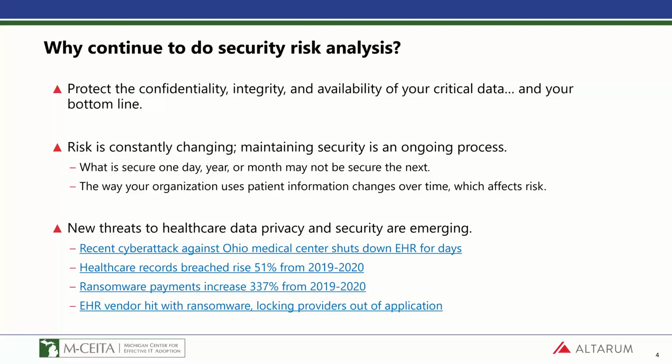And to touch on what I mean by confidentiality, integrity, and availability, I'll provide some definitions here. Confidentiality means preserving authorized restrictions on information access and disclosure, including means for protecting personal privacy and proprietary information. Confidentiality refers to the privacy aspect that is so often the focus of what we think about when it comes to HIPAA, privacy, security, and breach rules.